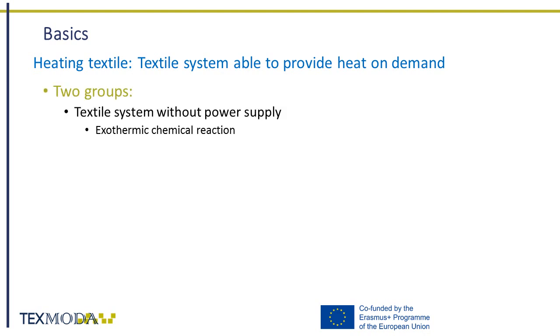There are two groups of heating textiles. The first one is composed of textile systems without a power supply. For those, the heat is produced by exothermic chemical reaction. The second group is composed of textile systems with power supply. Here, the heat is produced by electrical stimuli named Joule effect.